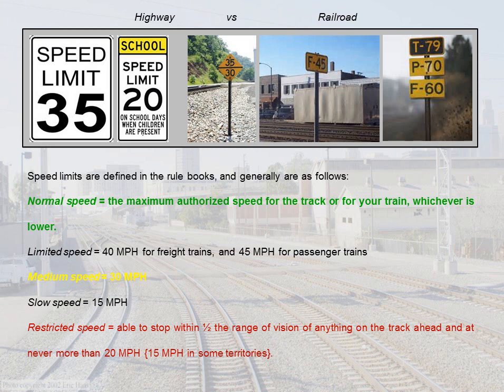Train speeds are defined in the rulebooks and generally are as follows. Normal speed is the maximum authorized speed for the track or your train, whichever is slower. Limited speed equals 40 miles per hour for freight trains and 45 miles per hour for passenger trains. Medium speed is 30 miles per hour. Slow speed is defined as 15 miles per hour. And restricted speed tells the engineer that he must be able to stop within 1/2 the range of vision of anything on the track ahead and never more than 20 miles per hour, or 15 in some territories.